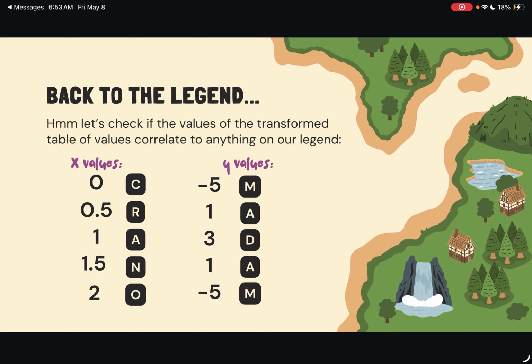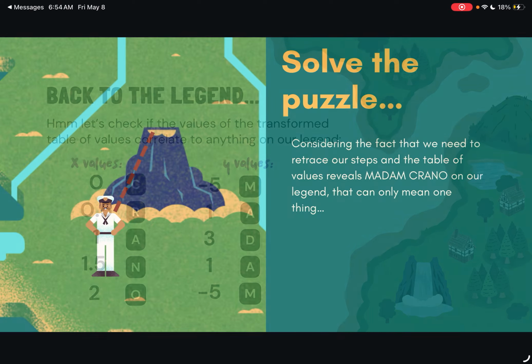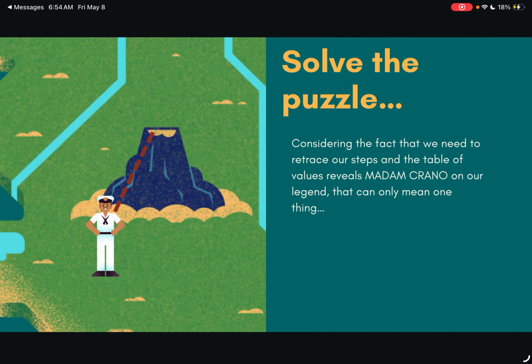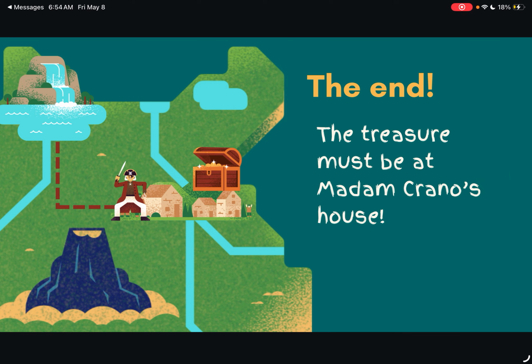Back to the legend. Let's check if the values of the transformed table of values correlate to anything on our legend. Solve the puzzle. Considering the fact that we need to retrace our steps and the table of values reveals Madame Crano on our legend, that can only mean one thing. The treasure must be at Madame Crano's house.